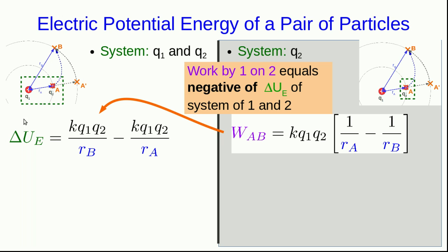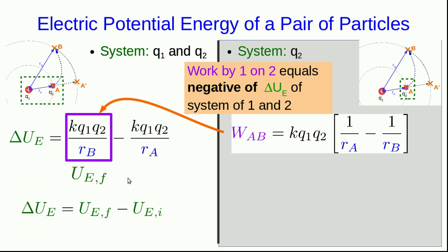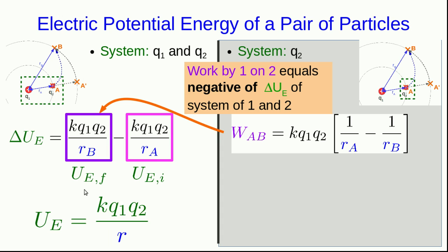Notice, delta U_E by definition has to be a U_E final minus a U_E initial. And we can just identify. There's the final. Note, it depends on the final value of the distance between the particles. And there's the initial. It depends on the initial separation between the particles. And so we can now read off an expression for an electric potential energy of a system of a pair of charged particles. It must just be k Q1 Q2 over R.